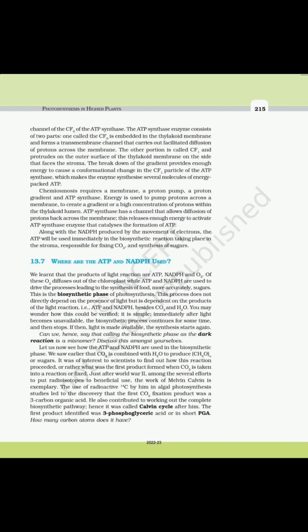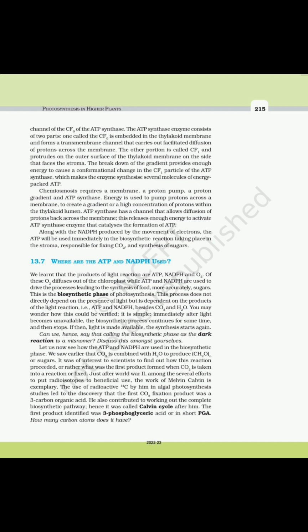Can we, hence, say that calling the biosynthetic phase the dark reaction is a misnomer? Discuss this amongst yourselves. Let us now see how the ATP and NADPH are used in the biosynthetic phase. We saw earlier that CO2 is combined with H2O to produce (CH2O)n, or sugars. It was of interest to scientists to find out how this reaction proceeded, or rather what was the first product formed when CO2 is taken into a reaction or fixed.